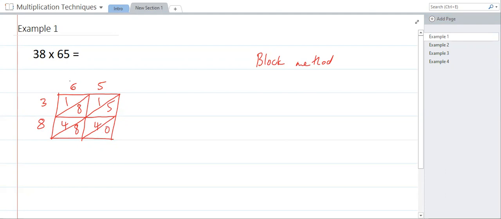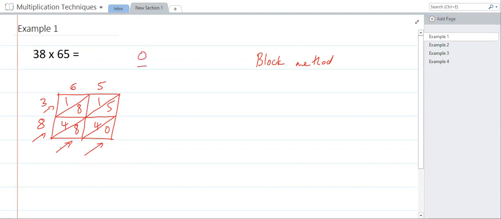Now to read off this solution, we read it off in a diagonal direction. So we have one diagonal, two diagonal, three diagonal, and the fourth one appears here. So we start off with the diagonal in the bottom right corner. Of course it's just 0 here, so we write down 0.